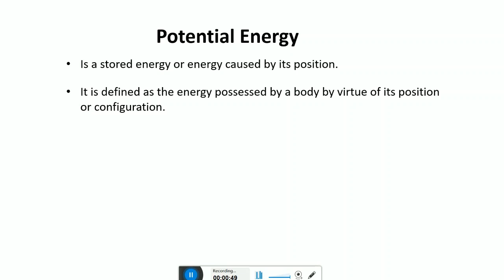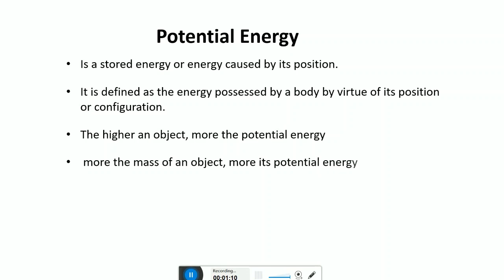It is also defined as the energy possessed by a body by virtue of its position or configuration. It depends on the height of an object. The higher an object, the more the potential energy. It also depends on the mass of an object. The more the mass of an object, the more its potential energy.